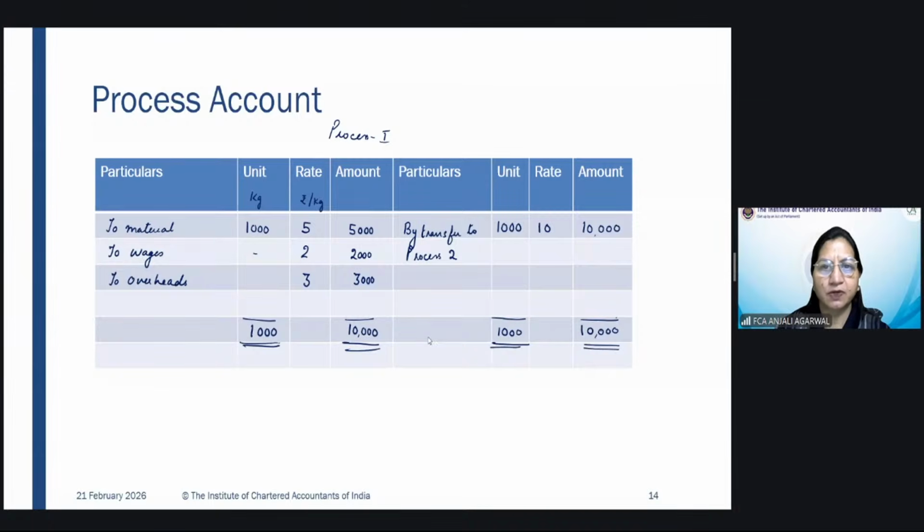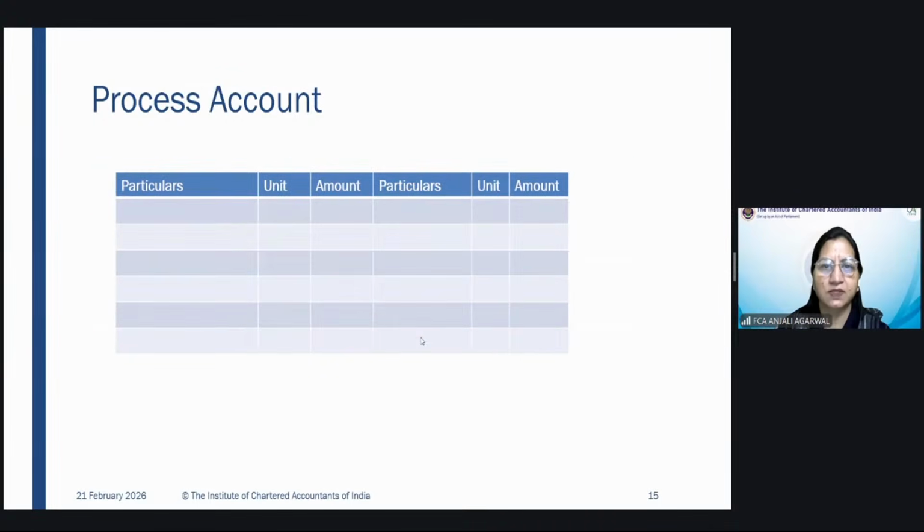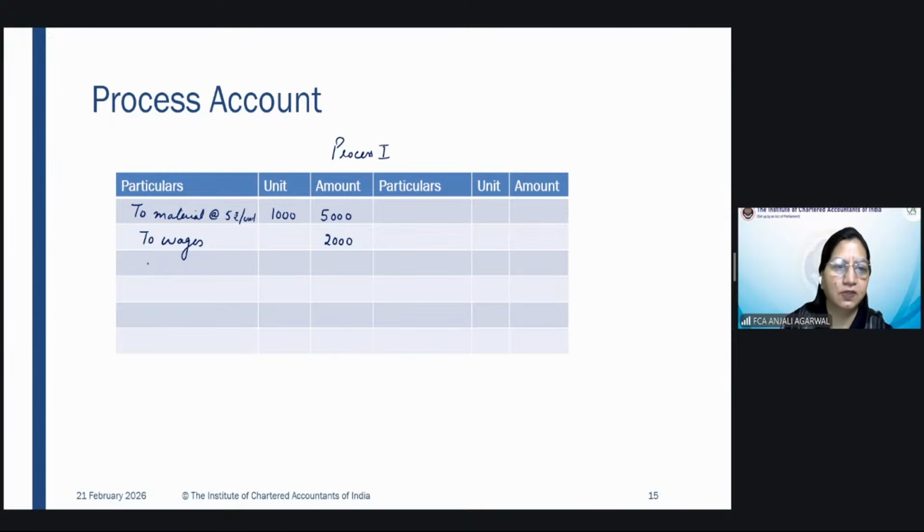You can also prepare the process one in 3 columns instead of 4 columns. So the same question could have been done here like this. To material at the rate of 5 rupee per unit, 1000 units, 5000. And simply to wages, 2000. And to overheads, 3000.